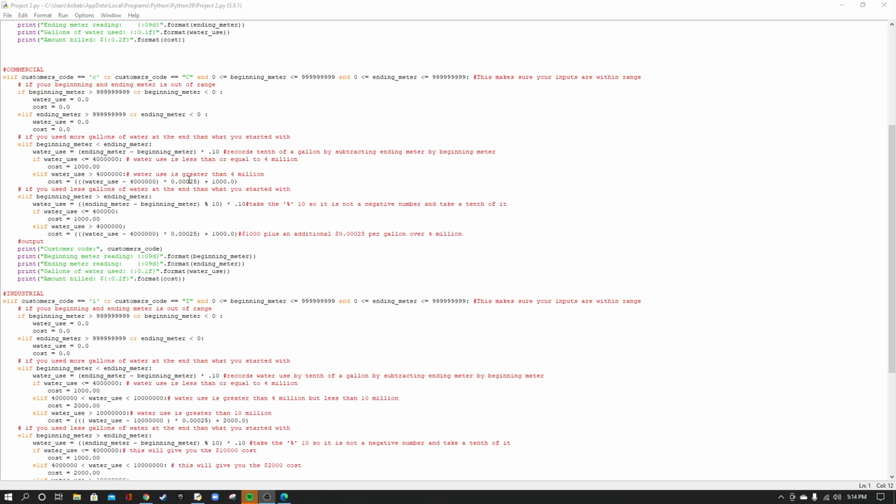And if the beginning meter is greater than the ending meter, we have to give it a positive integer, so we just take the ending meter minus the beginning meter to give us a difference, and we take the percent 10 to give us a positive integer, and we times it by 0.10 to record it by tenths. For the cost, however, it's more complicated.